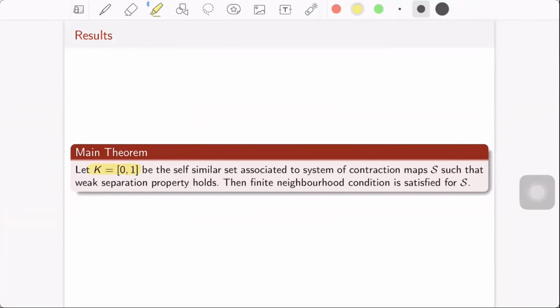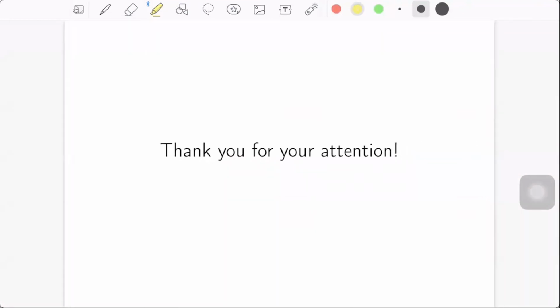So this is the main result of my work, and I would like to point out that I have already sent this paper to the European Mathematical Society, to the Fractal Geometry Journal, and that paper is under review.